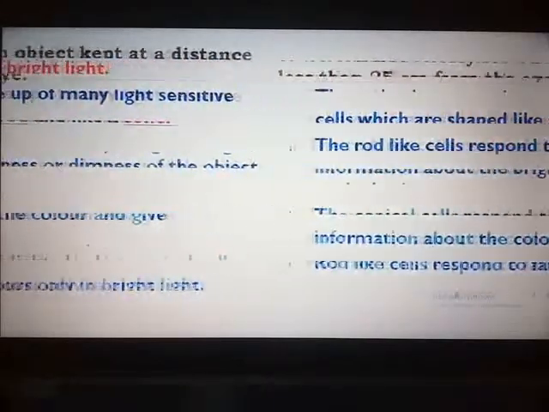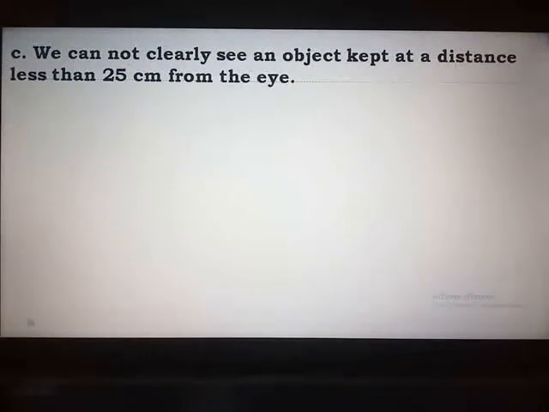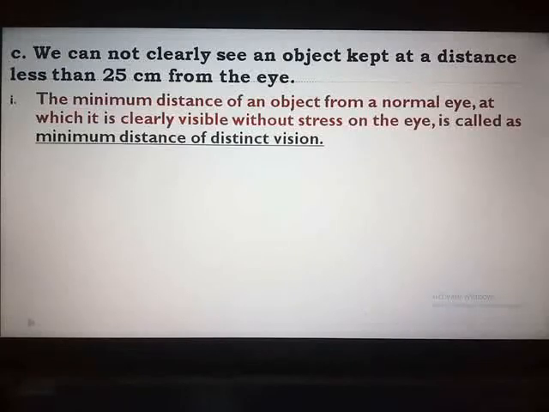Question number 4c. We cannot clearly see an object kept at a distance less than 25 centimeter from the eye. When you have studied about human eye, I have told you the minimum distance of an object from a normal eye at which it is clearly visible without causing any strain on the eye, that is 25 centimeter. So that should be your first point. For the marking, refer page number 87, green colored block.